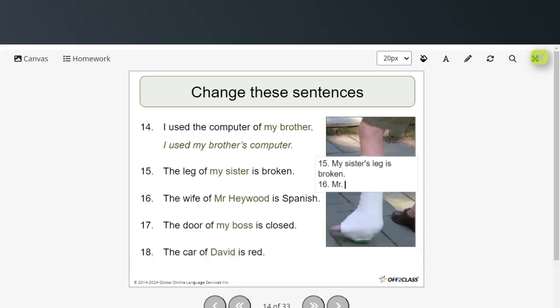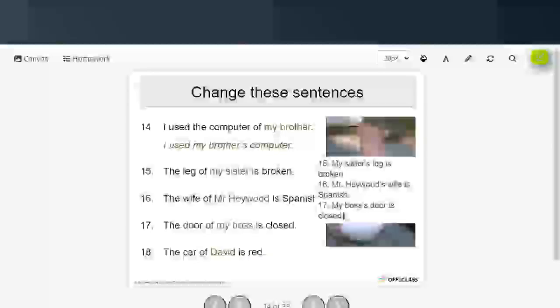The door of my boss is closed would be, my boss's door is closed. And instead of the car of David is red, we would say David's car is red. Here are a few more. Again, try these on your own, and then restart when you're ready to check the answers.